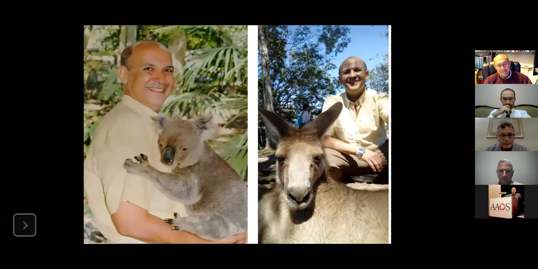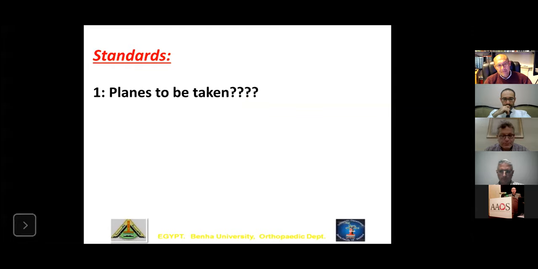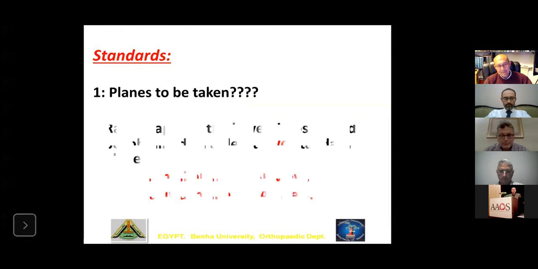These animals are not in my backyard, of course. So we should have standards for our X-rays. First standard is to have planes to be taken.